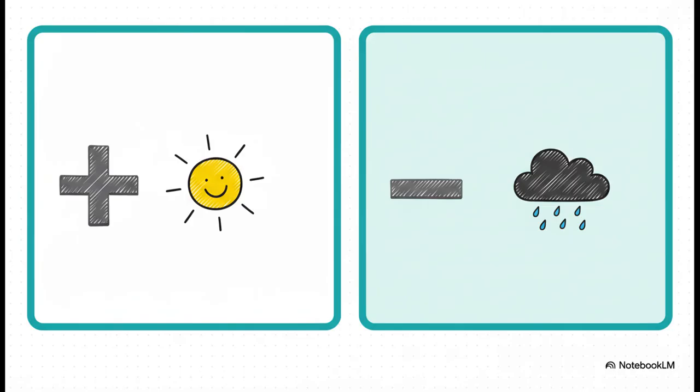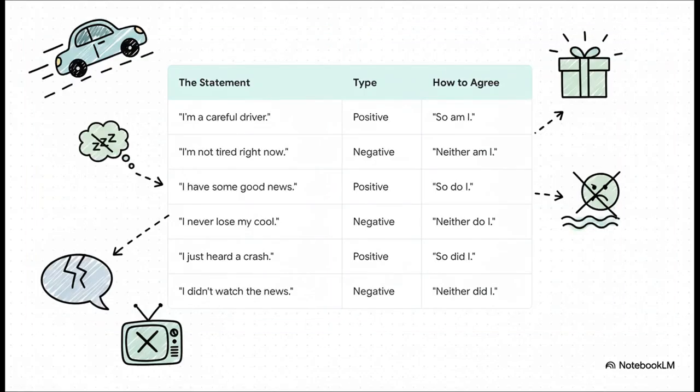And here is the one rule you have to remember. It's honestly this simple. If you're agreeing with something positive, you use so. And if you're agreeing with something negative, something with a not or a never in it, you're going to use neither. That's it. Okay, let's see how this actually works.